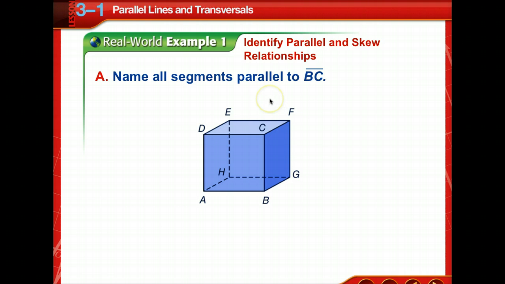Name all the segments that are parallel to BC. So we're looking at BC. So we notice that this one's parallel, this one's parallel, and this one is parallel. So our answer, segment AD, segment EH, and segment FG.